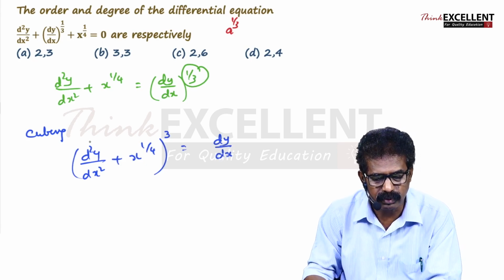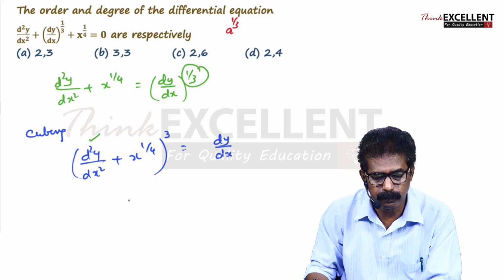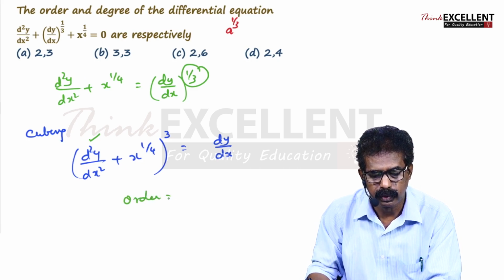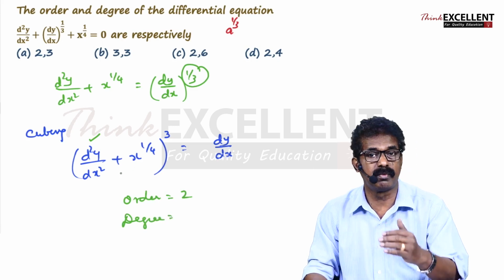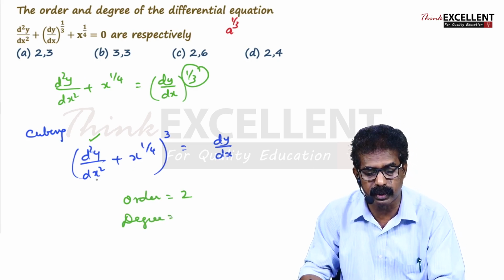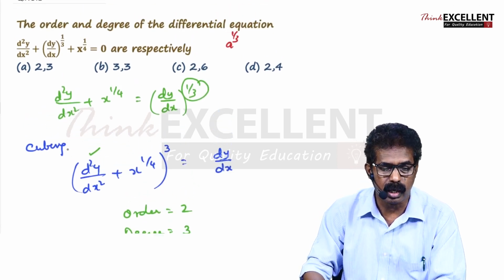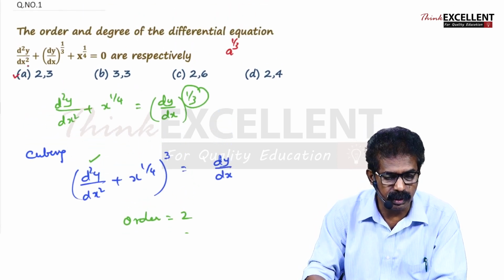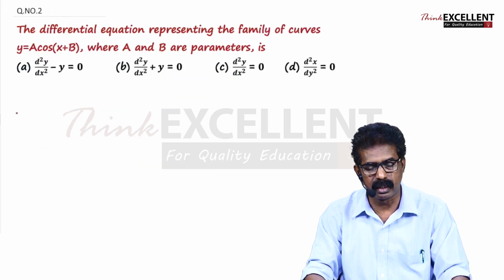So the order, maximum differentiated 2 times, is 2. Degree means its power. When you expand a plus b the whole cube, the first term will be a cube, right? d square y by dx square, the whole cube, will come. So order is 2 and degree is 3. So the first option is the correct answer. Now listen to the next one.